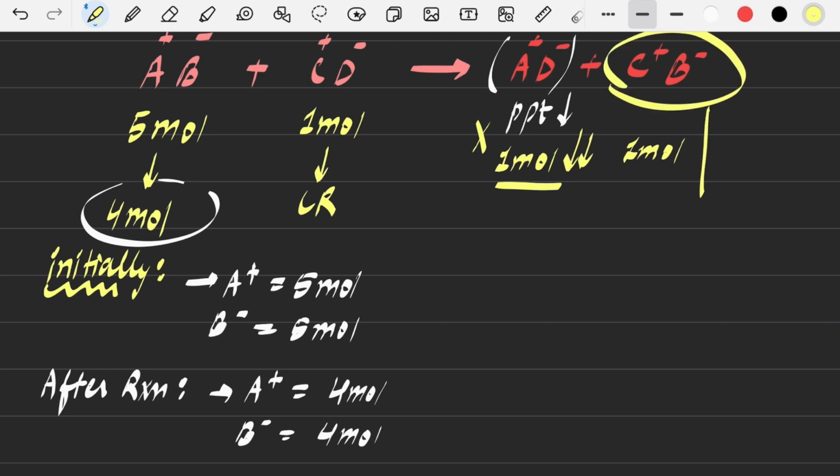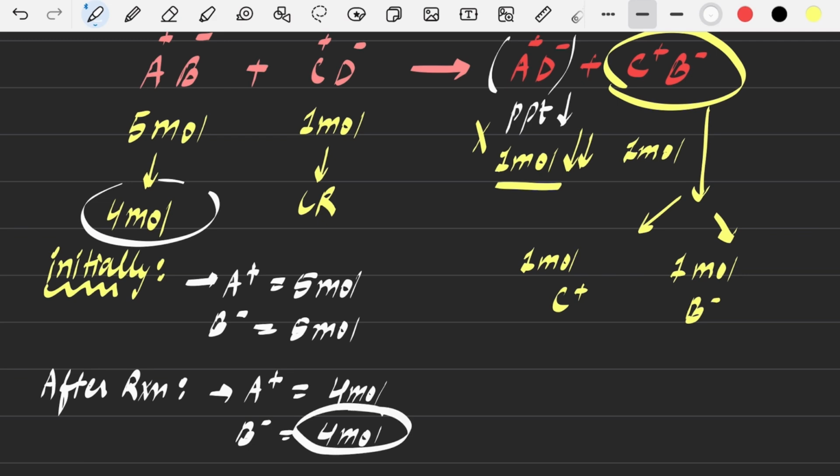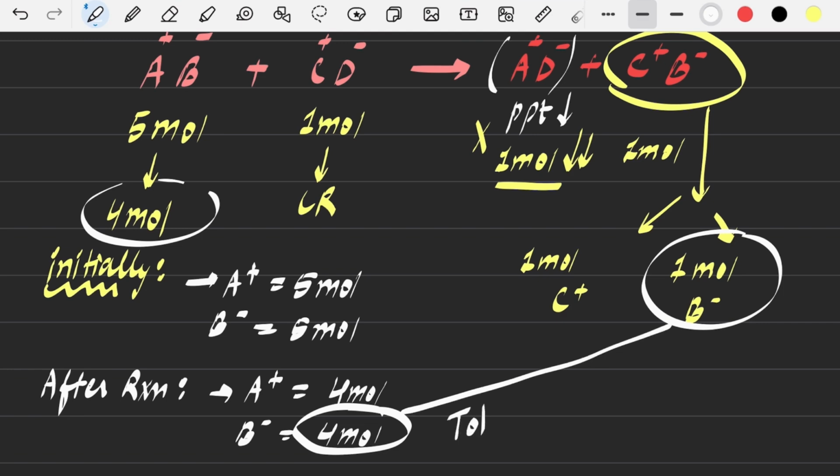At the same time, if we look at the product side, C positive, B negative, and dissociate the ions, we can say we have 1 mole of C positive ions and 1 mole of B negative ions. Since all of these are present in the solution, B is having 4 mole here and 1 mole here. So if you check both areas, the total number of moles for B negative will be equal to 5 mole.